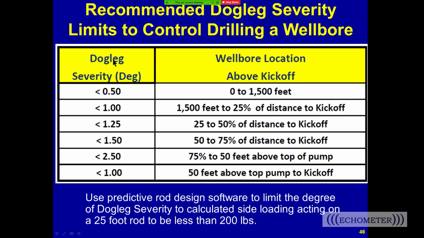Now, where did this table come from? It came out of some of the predictive programs by using no more than 200 pounds of normal force acting on a 25-foot section of the rod. So the assumption is that, well, we can probably withstand control with rod guides up to 200 pounds of force over a 25-foot section of rods, and we calculate the maximum dogleg severity. So that's where this table came from.